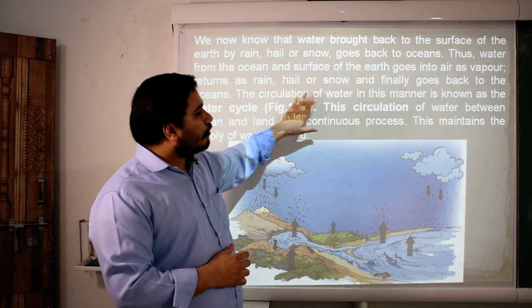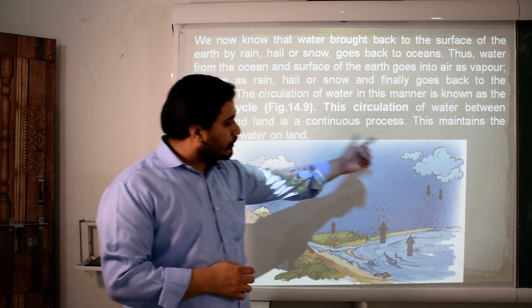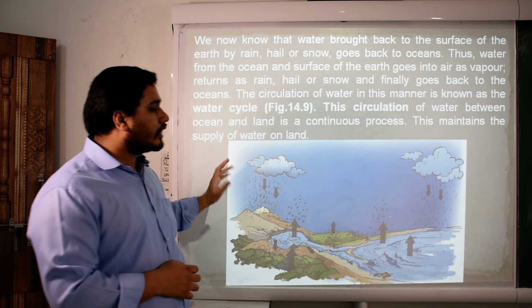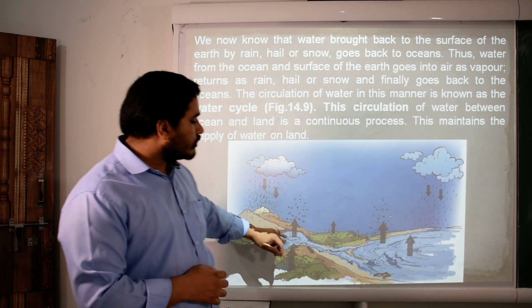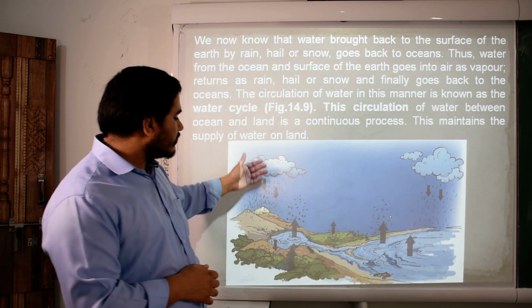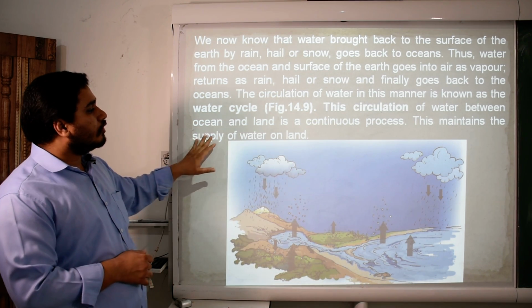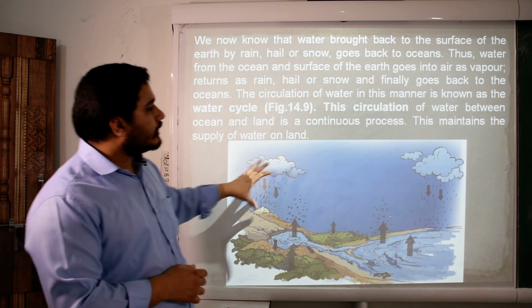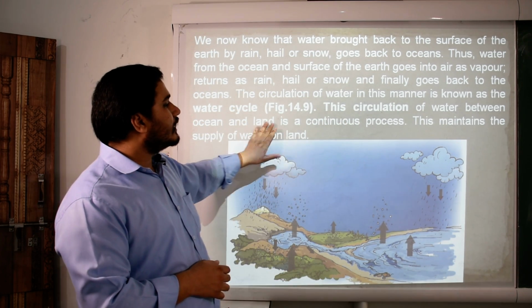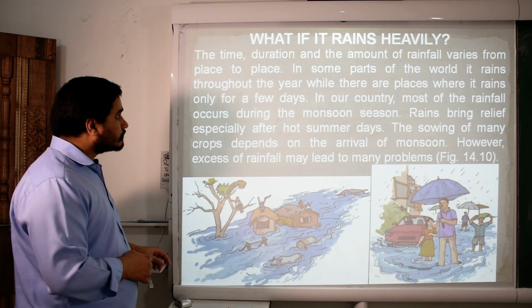The circulation of water in this manner is known as the water cycle. So this is the whole picture which you can easily create when asked what is the water cycle, or to draw a diagram of the water cycle. The arrows will show evaporation, transpiration or condensation, and then again the formation of clouds. This maintains the supply of water on land. So we can again take the definition: the circulation of water between ocean and land is a continuous process which is properly called the water cycle.